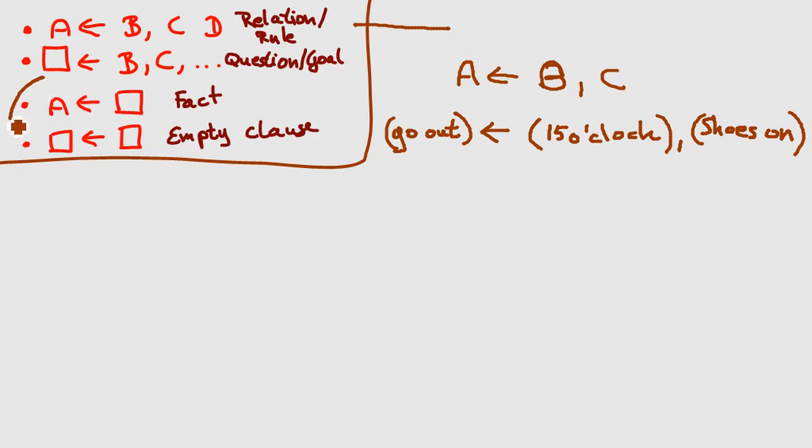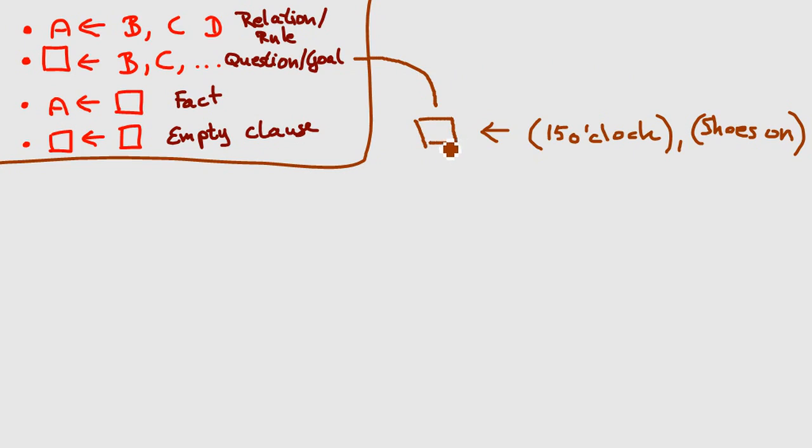And then you have a question. This is a little bit different in interpretation. You have something on the right side, or even better, let's use this one. You write it like this. In this situation, you want to ask about the relation. You say, it's 3 o'clock and I have my shoes on. What is the outcome of that? What is the conclusion of that?